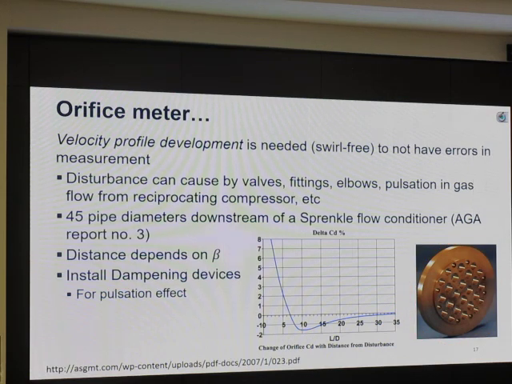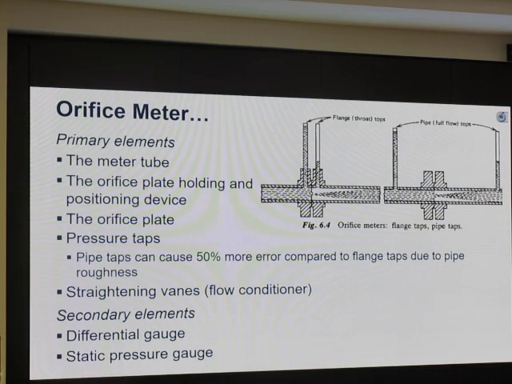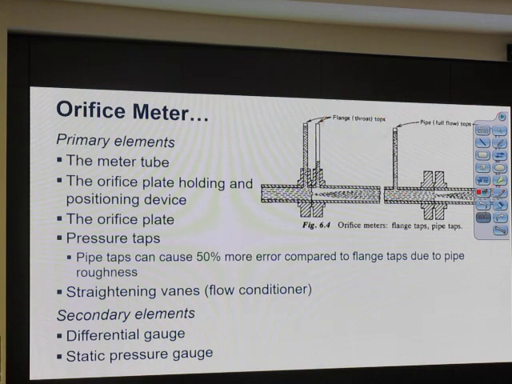Dampening device is something else. Alright, we have two ways of measuring the pressure. One way is to have the hole on the flange itself. We call that flange tap. Another way is to get the hole on the pipe and we do the measurement. We call that pipe tap. So this is for flange tap and pipe tap.